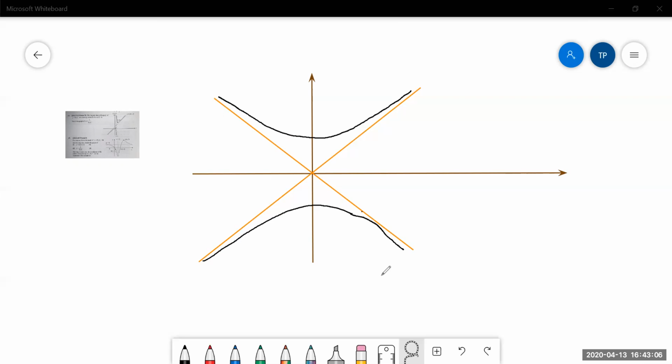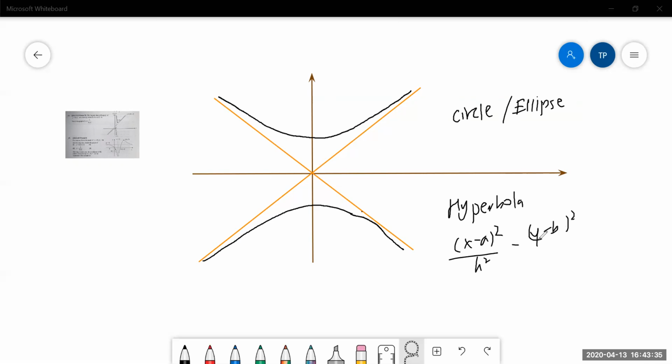No, but the center should be 0, 0. It shouldn't be touching the axis. You don't get confused. For circle and ellipse there is a center. Wait, my bad. For hyperbola, it's not the center. For hyperbola, when you have (x minus a) squared over h squared minus (y minus b) squared over k squared equals 1, your a and b is not really the center. Your a and b is the intersection of the two asymptotes. For hyperbola, there's no center. Understand?